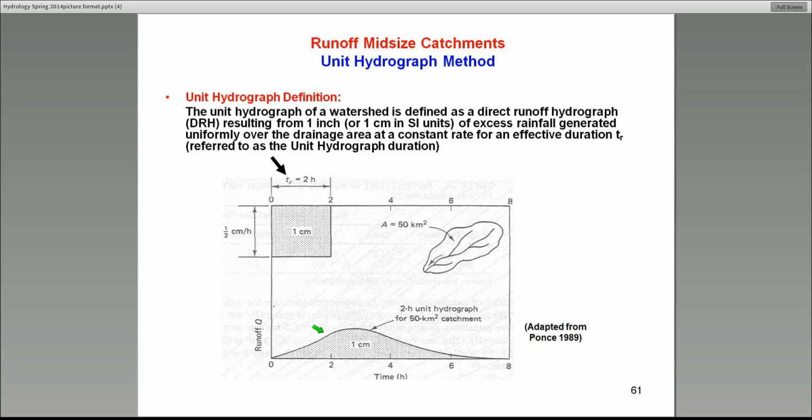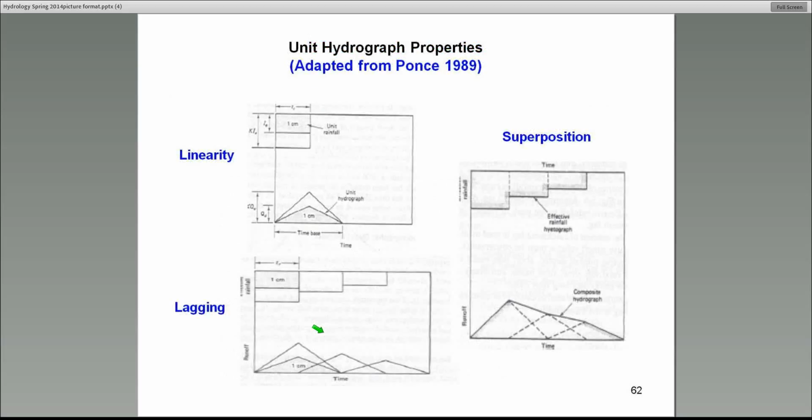And of course, deriving this, I'm not going to get into that in this discussion, but they can be derived. They have to be derived from rainfall-runoff data, or they can also be derived synthetically. In either case, this is what is going to be given to you. Okay. Now, there are some principles that we use in order to use it.